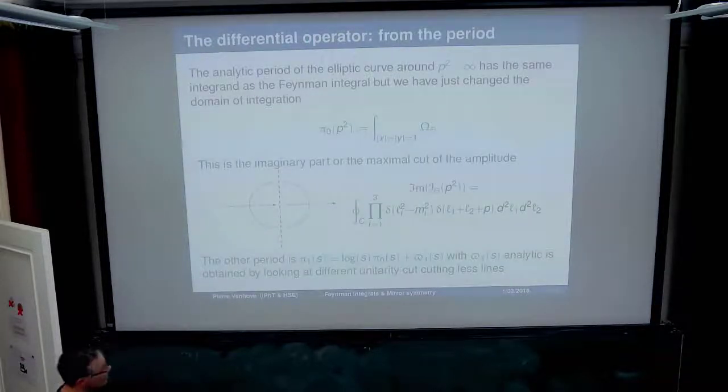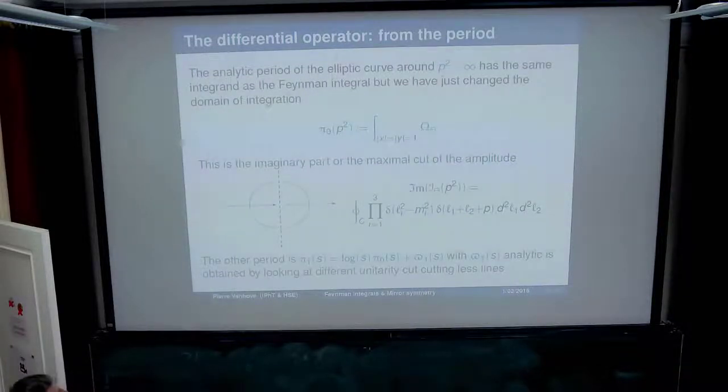Okay, so this is why I got my typo, because I got it from here. So indeed, for the sunset, this imaginary part is cutting all the lines. So I'm repeating what I said: the integral over the torus for the sunset is really cutting the lines. It's the imaginary part, in that case, it's a true statement, of the integral.